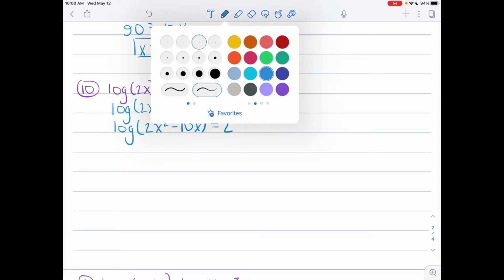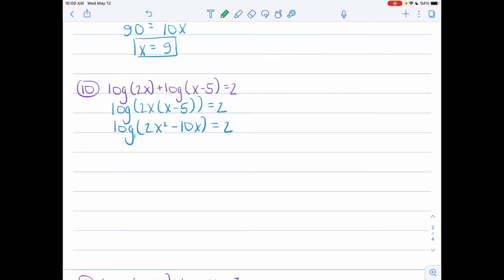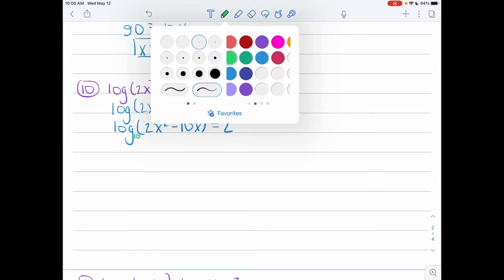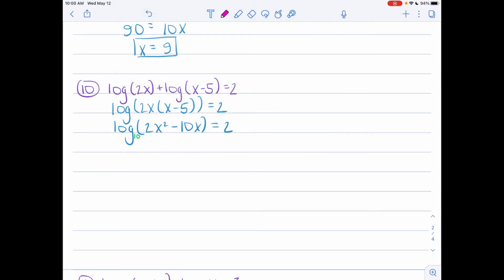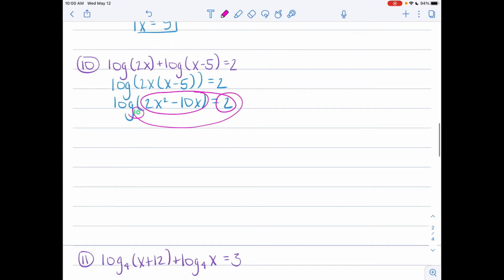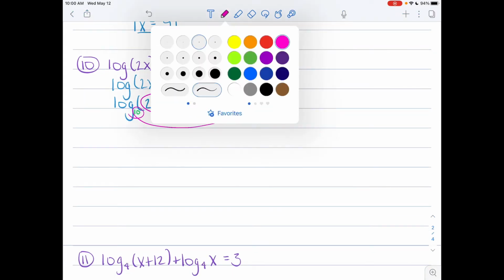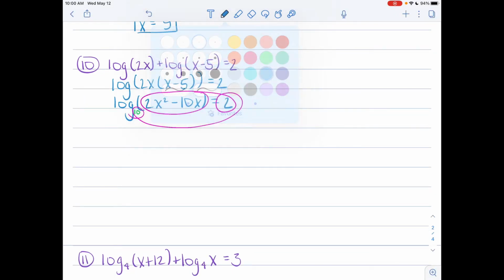And now we're ready to swirl, but I'm going to go ahead and write in a little 10 there. Remember that common log is a log of 10, and I just want to physically have that there so I have something to circle. So again, left, right, center. So we can rewrite this as 10 squared is equal to 2x squared minus 10x.